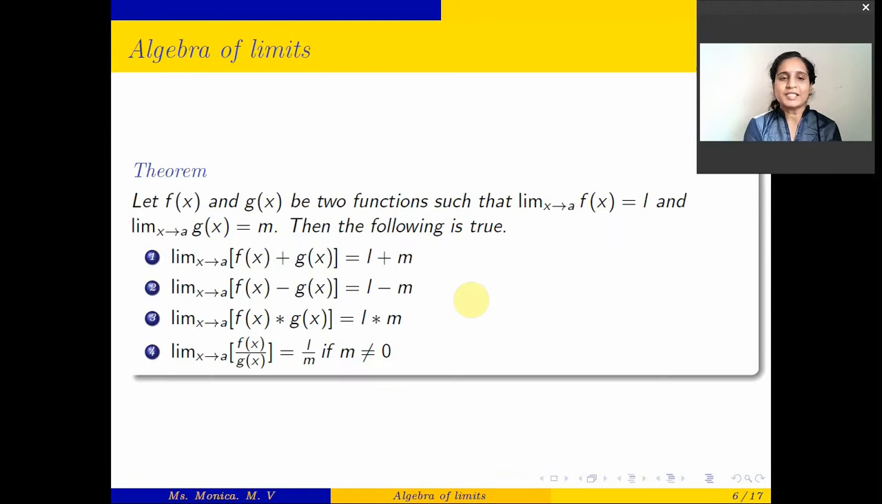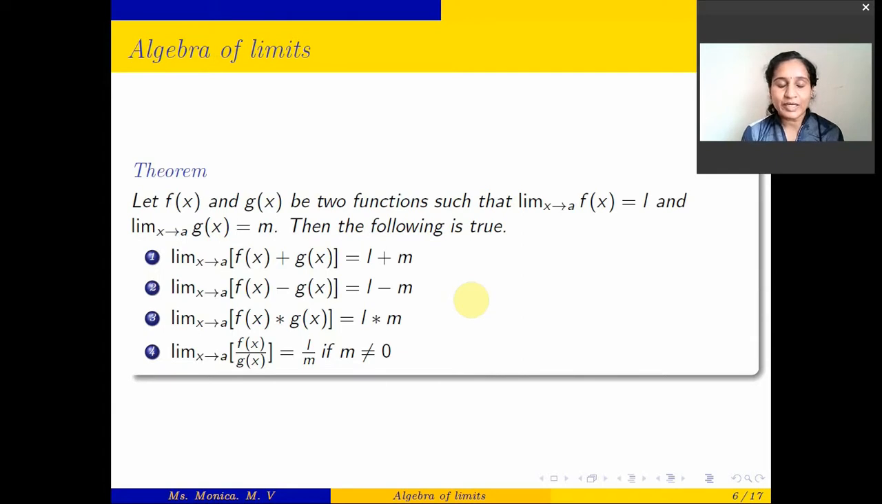Let's state this algebra of limits in the form of a theorem. The basic idea to give this theorem is, suppose I am given two functions. We have learnt how to find the limit of a function, right? Suppose I am given sin x plus cos x at x tending to 0. This is the limit I want to find out.